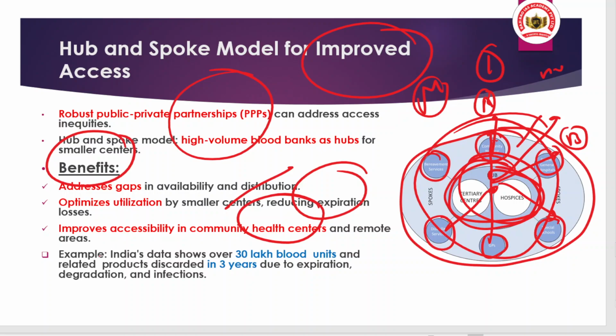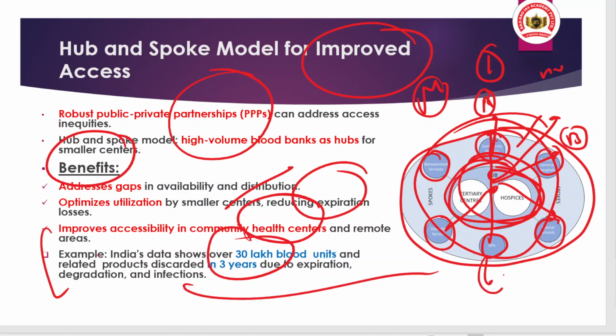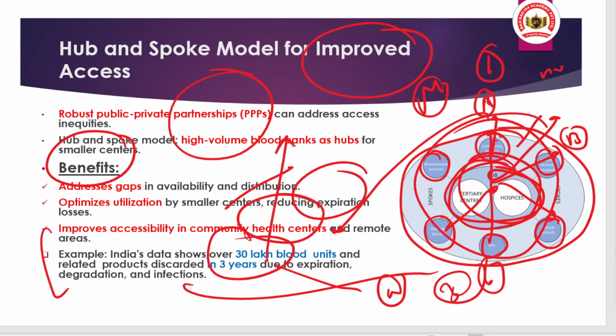We have an example: India's data showcases that over 30 lakh blood units and related products were discarded in 3 years due to expiration, degradation, and infections. Here we are lacking just 6 lakh blood units, but within the 3 years, 30 lakh blood units expired. So that means we have to ensure that this blood does not get wasted. This blood should be utilized in the needed state or region.